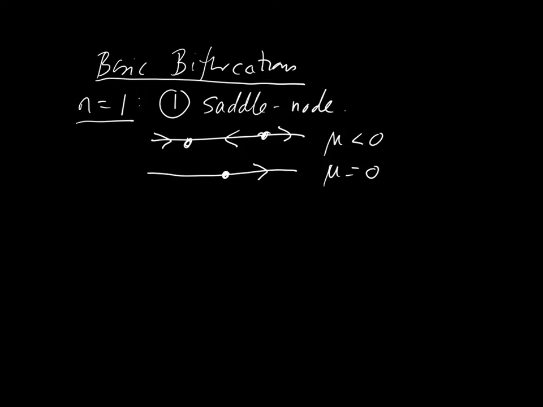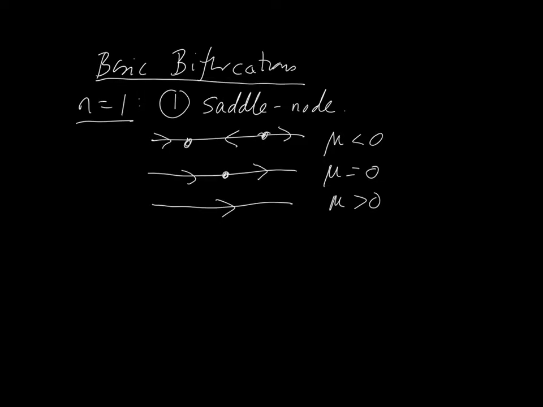So the unstable part is to the right here, and the stable part is to the left, so it looks like this. And then when mu is bigger than 0, the fixed point disappears completely. That's called a saddle node bifurcation.